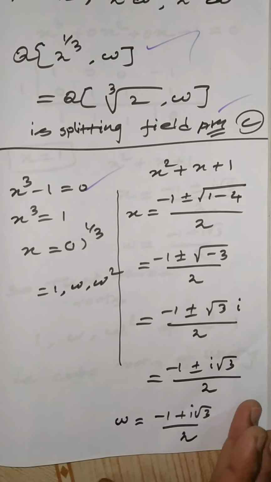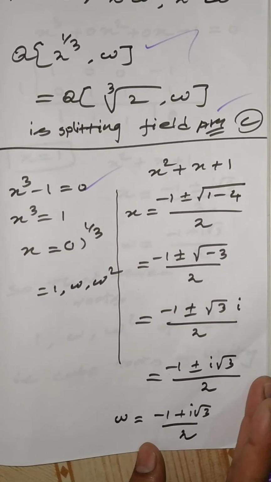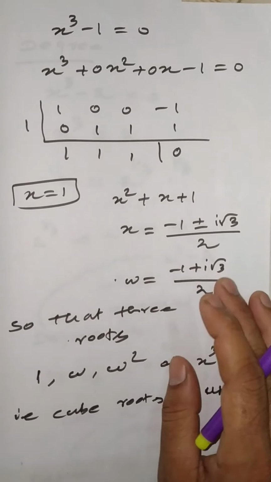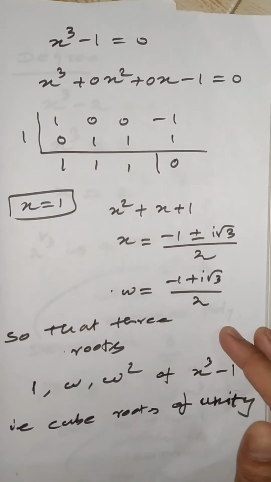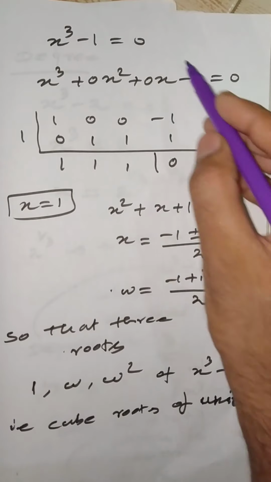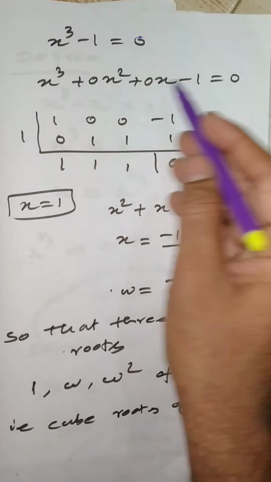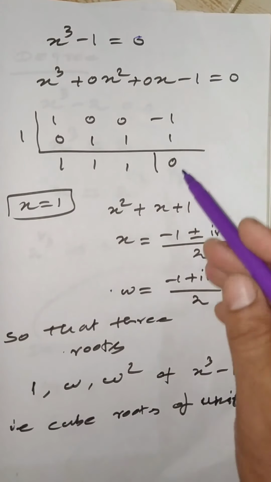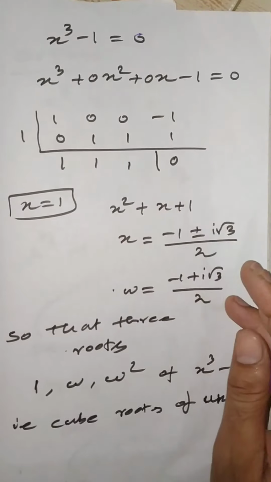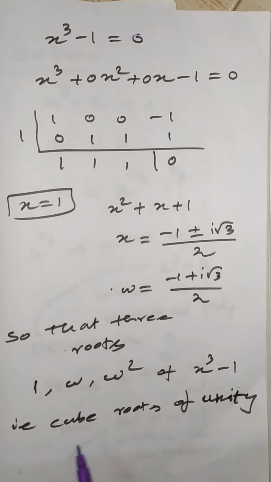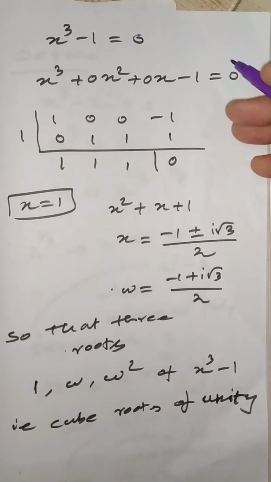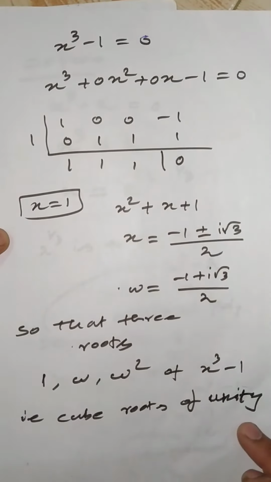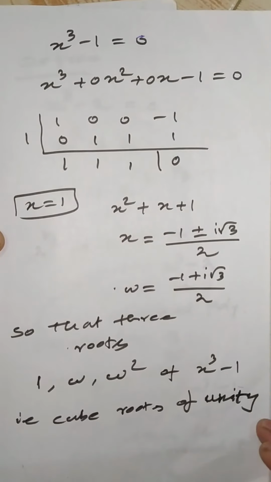I hope everyone understands this problem 1. Everyone, just go through all these steps. So there are 3 roots. There is a cube root of unity, already well known. Everyone should know about this.